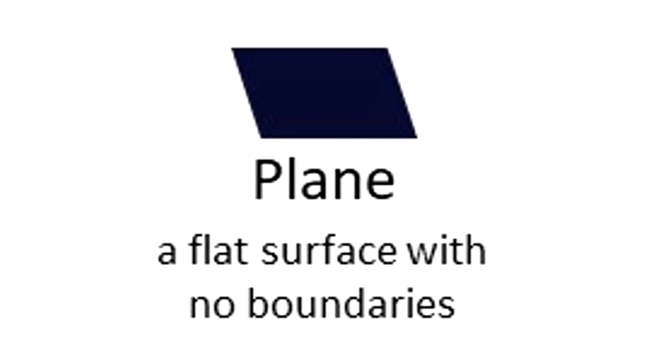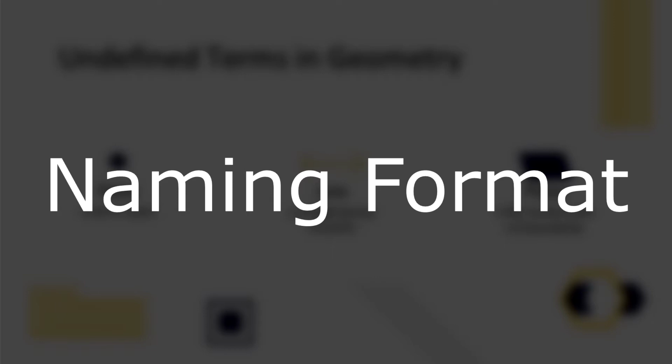Lastly, we have something that is called a plane. Basically, a plane is a flat surface that has no boundaries. However, we need to put some apparent boundary to actually represent it as shown in the figure. Naming this is just like naming a point. We use a capital letter.